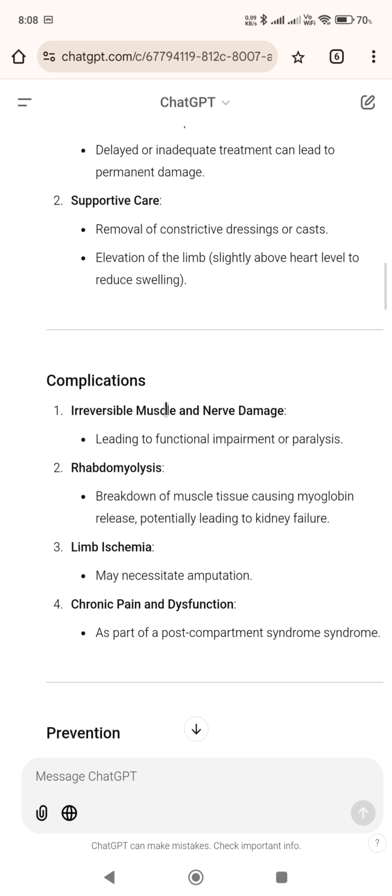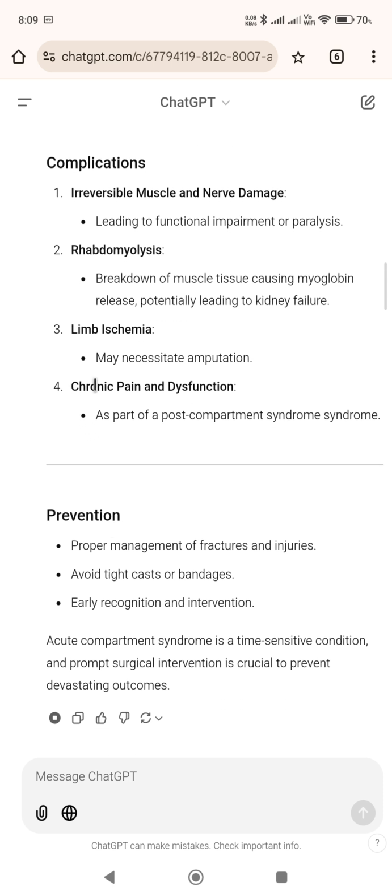Complications. 1. Irreversible muscle and nerve damage, leading to functional impairment or paralysis. 2. Rhabdomyolysis. Breakdown of muscle tissue causing myoglobin release, potentially leading to kidney failure. 3. Limb ischemia may necessitate amputation. 4. Chronic pain and dysfunction as part of a post-compartment syndrome.